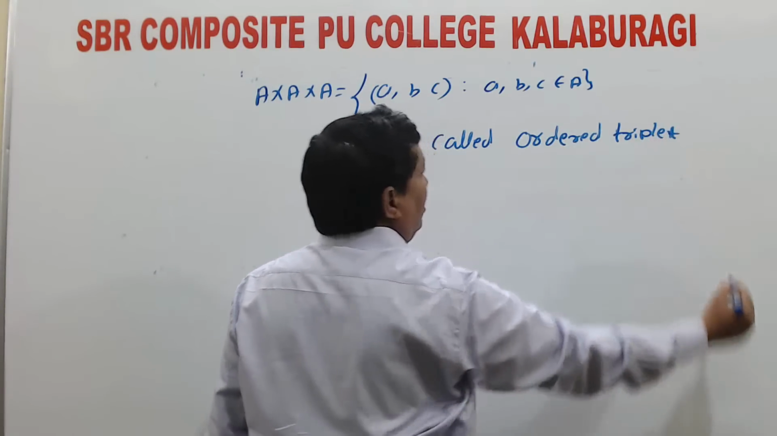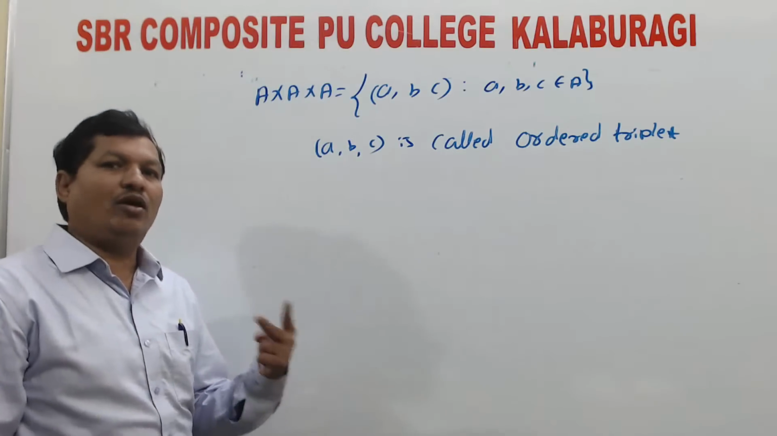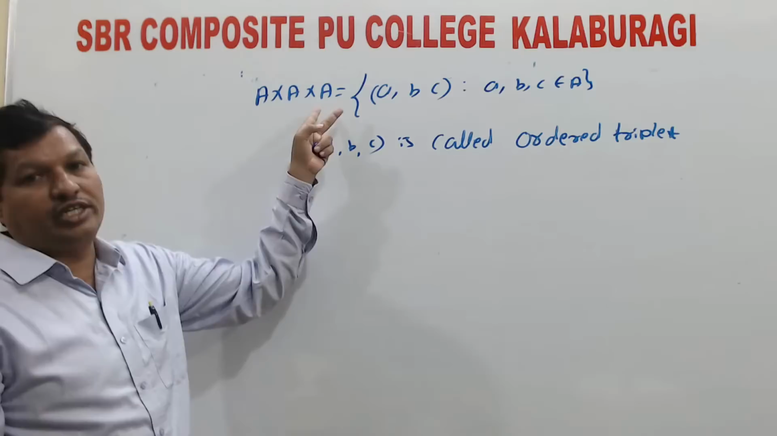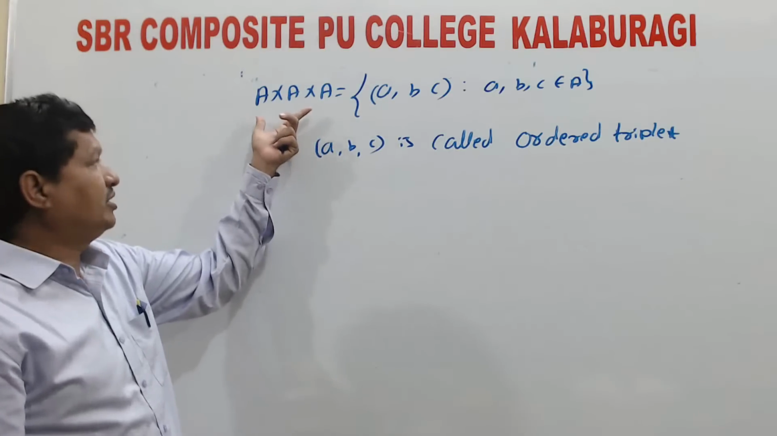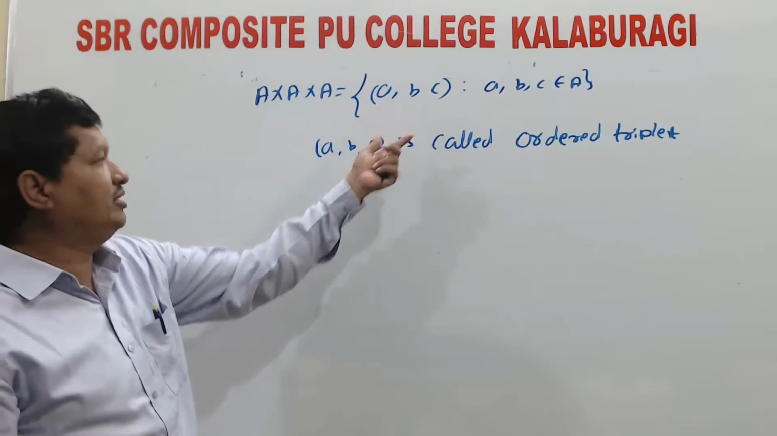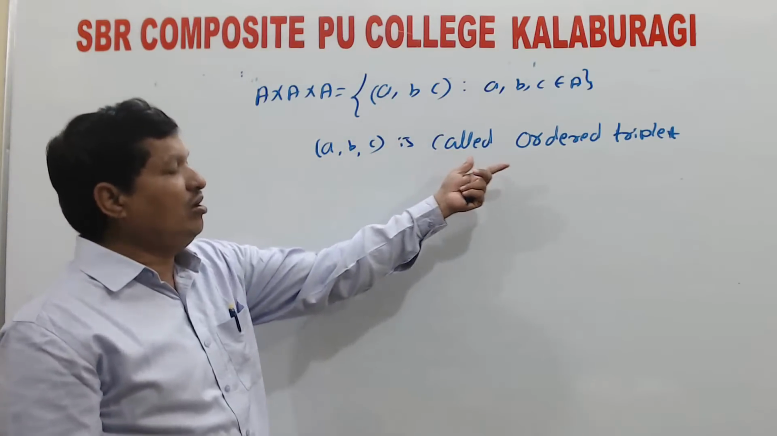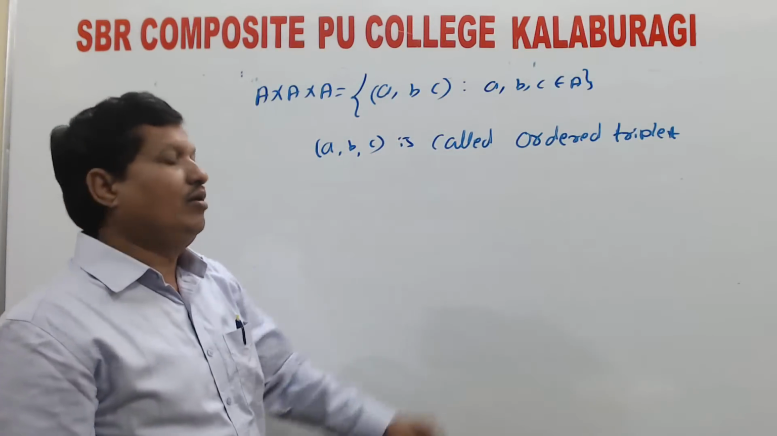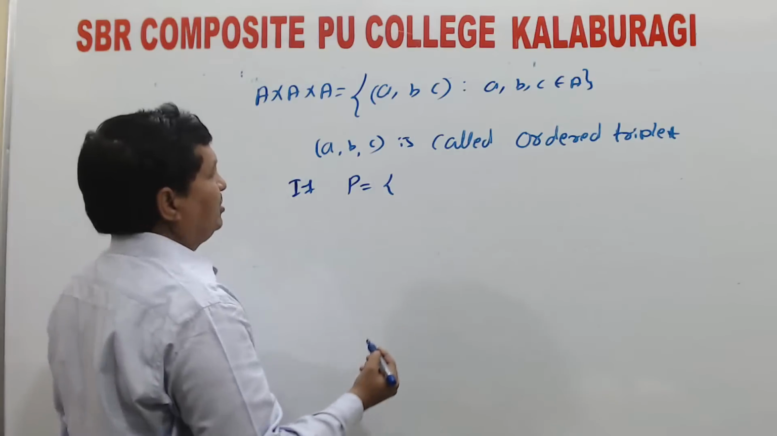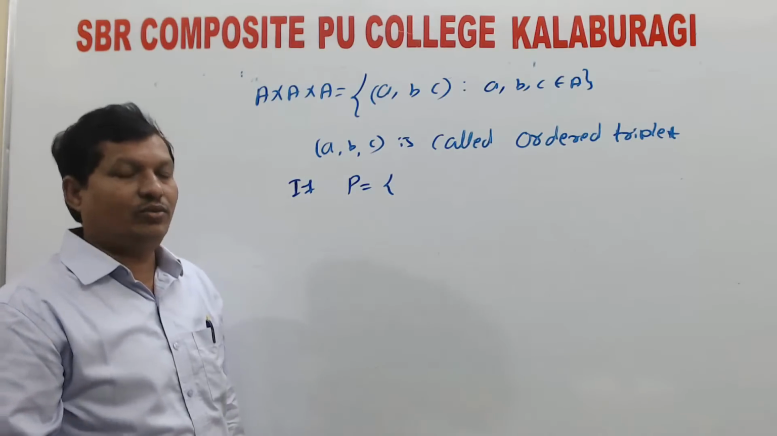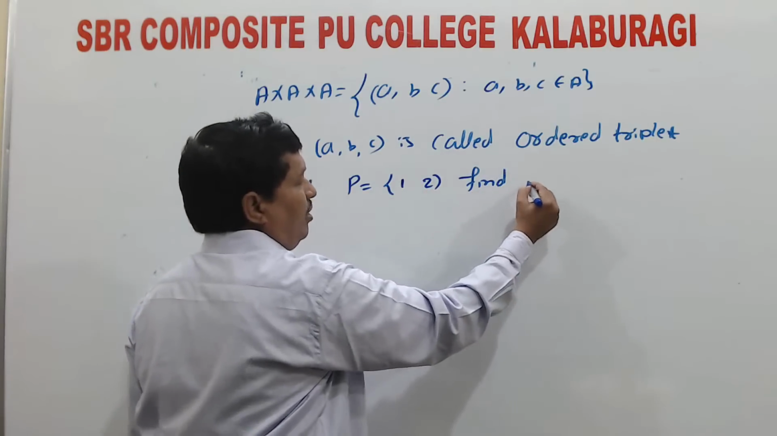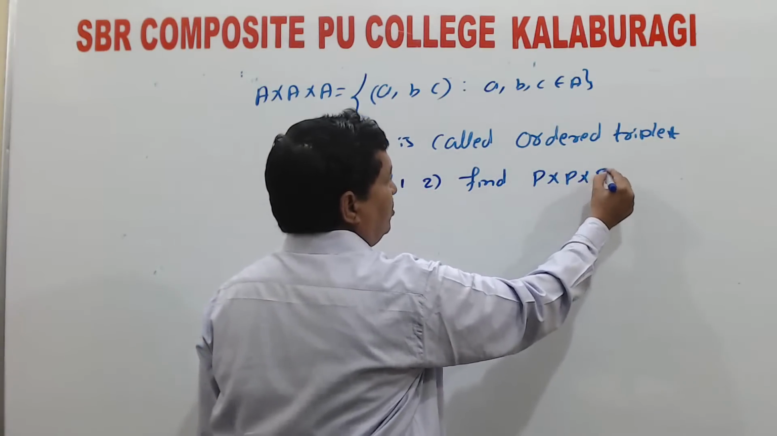See, ordered pair means only A cross B or A cross A. Here it is ordered triplets. So you have to find the Cartesian product of three sets also now. You have to discuss how to find the Cartesian product of three sets. So this (a, b, c) is called an ordered triplet. Okay, first question: very few examples are there, since ordered triplets are not easy to write. That is why: P equals {1, 2}, find P cross P cross P.